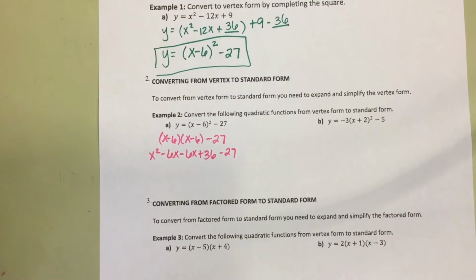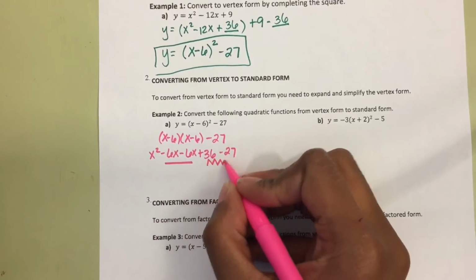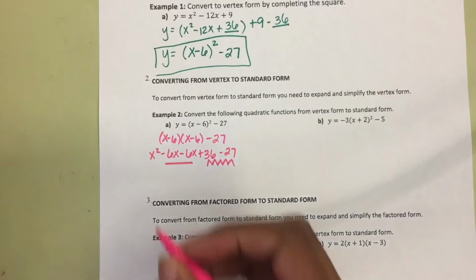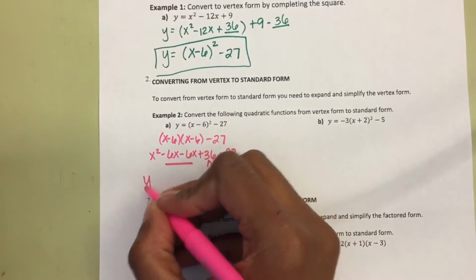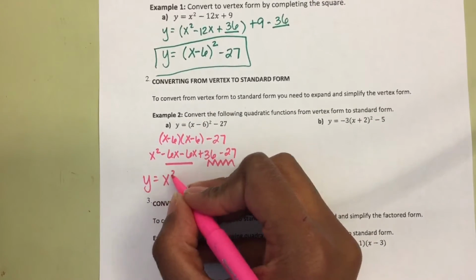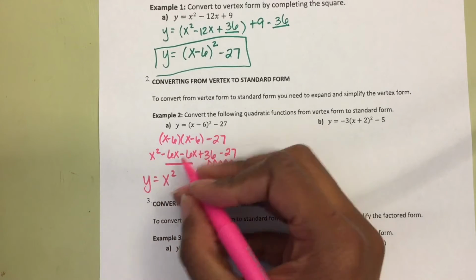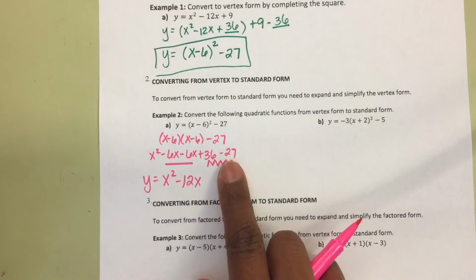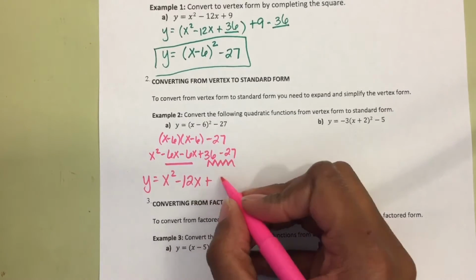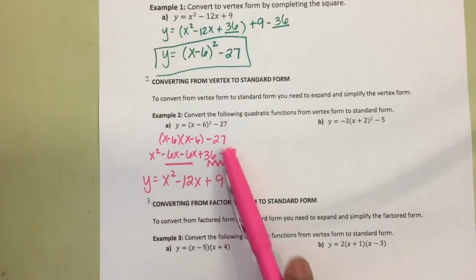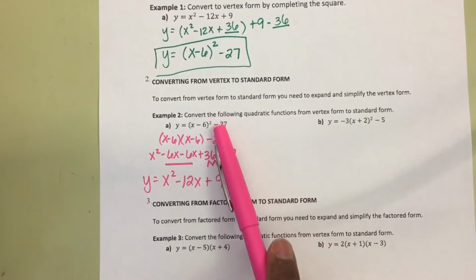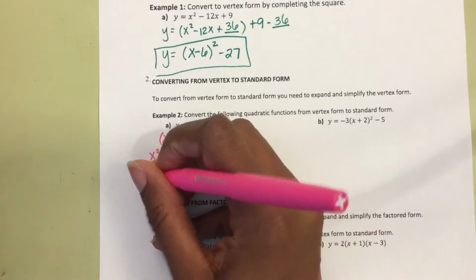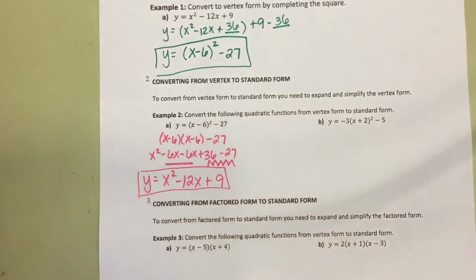And then we just combine like terms. These are like terms. These are like terms. And so we're going to put the y equals back in front. So y equals, and we get x squared, negative 6x minus 6x, be careful, don't cancel them out, is minus 12x. And 36 minus 27 is plus 9. So this is taking something that's in vertex form and putting it in to standard form. And again, that's what we're practicing, just going between the forms.